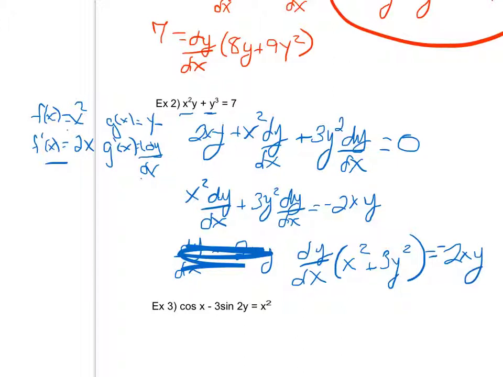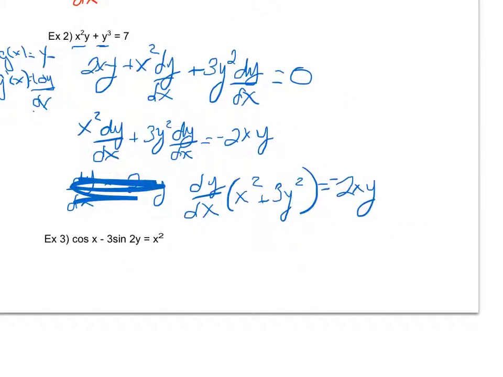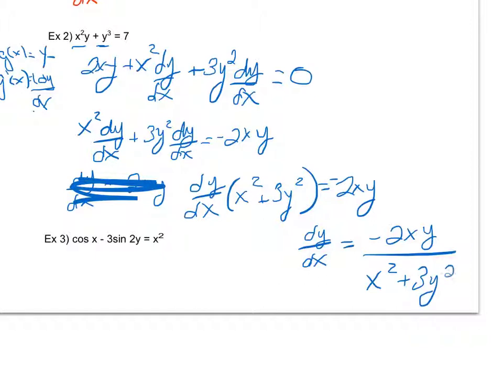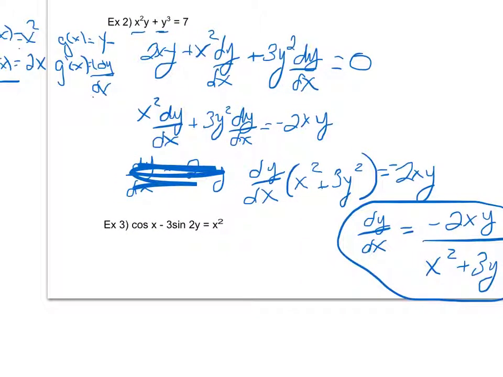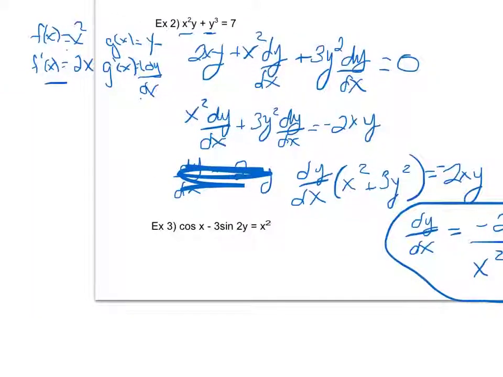Now that I have dy dx factored out, I can go ahead and divide by the x squared plus 3y squared, giving me dy dx equals a negative 2xy all over x squared plus 3y squared. And there isn't anything I can reduce, and I've now successfully used implicit differentiation while also using the chain rule.